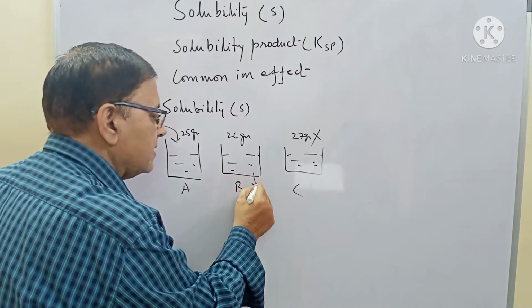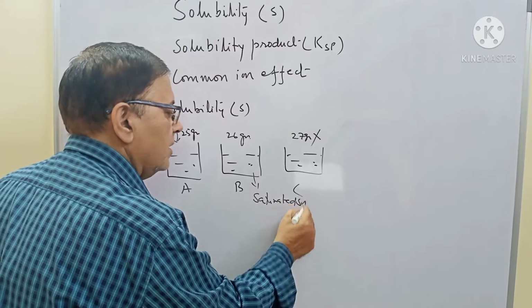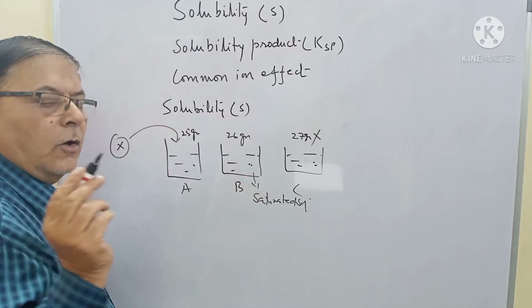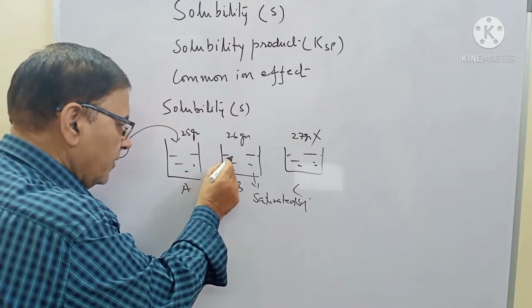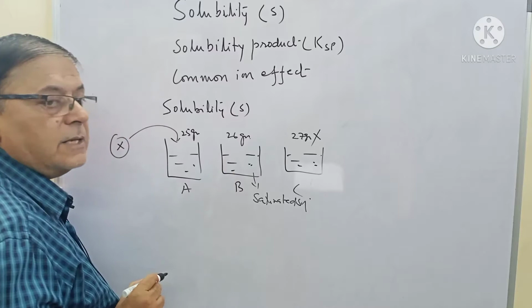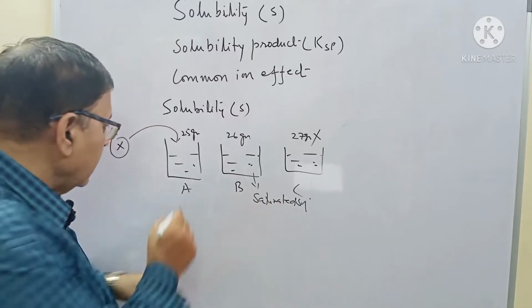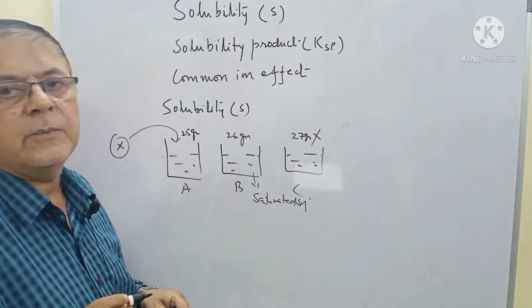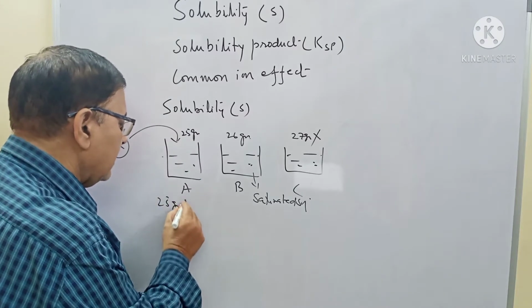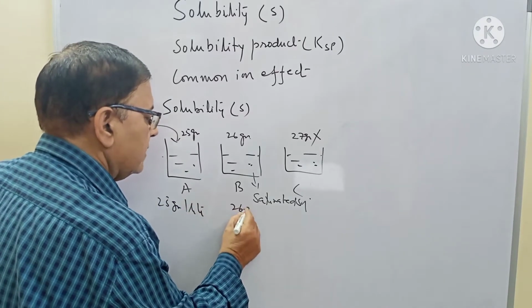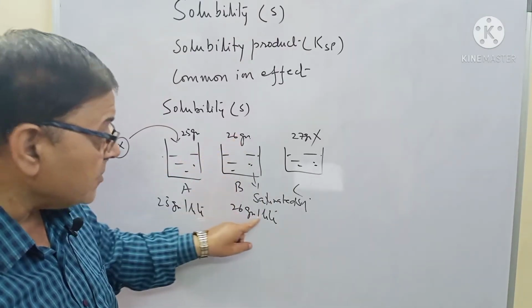So this is a saturated solution in flask B. Now look here, how is solubility defined? It is defined as the concentration of a substance in its saturated solution. If you don't mention the word saturated solution, even this 25 grams will become the solubility. The concentration over here is 25 grams per liter. Here it is 26 grams per liter. So the solubility of the substance is 26 grams per liter.